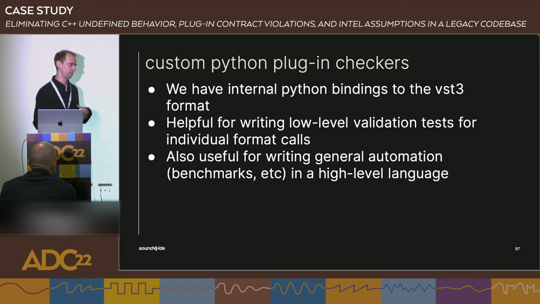Another thing for plugin formats that we use internally, and we haven't open sourced this yet, but we're considering it, is a Python binding to the VST3 format. So we can write Python code that does individual VST3 calls. So if you find some certain call pattern that some host is doing, and that's making your plugin react badly, you can write a Python script to go through those calls. You can basically write your own validation tests in Python. It's also useful just for general automation too. So if you're more interested in that, you can talk to me after the talk.